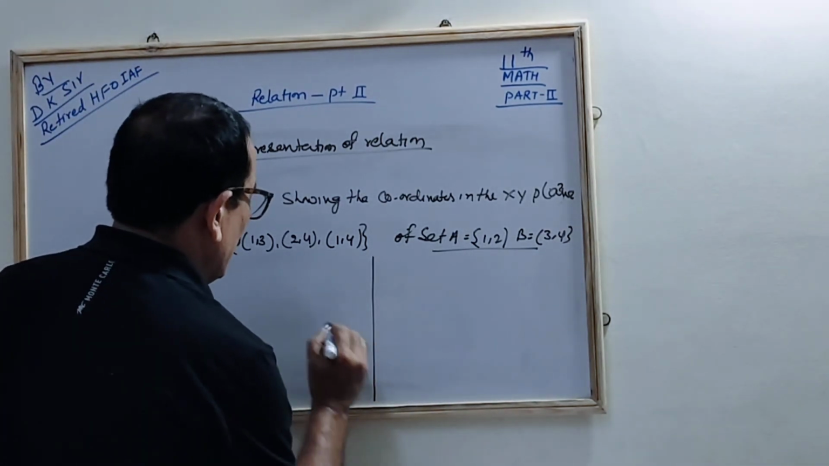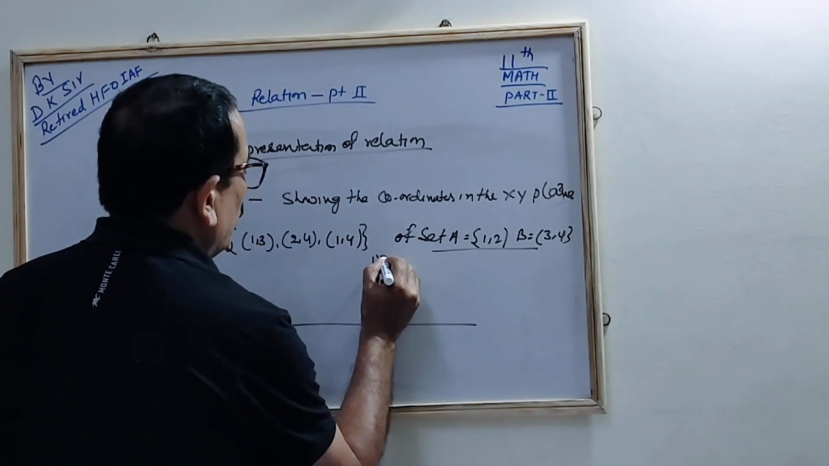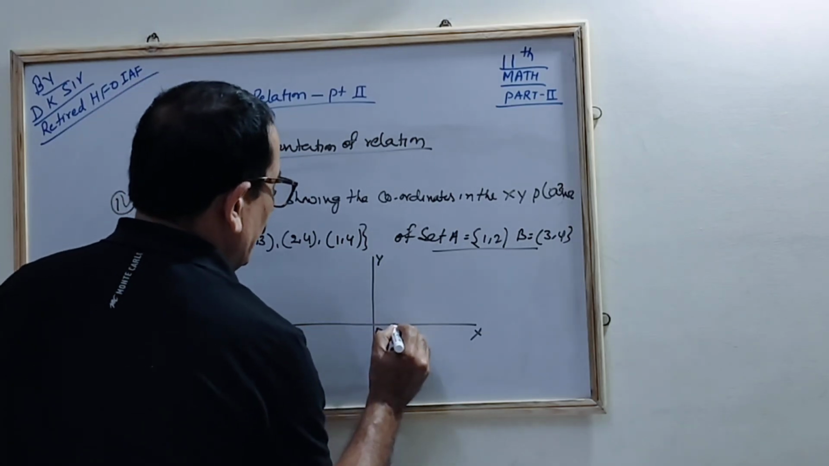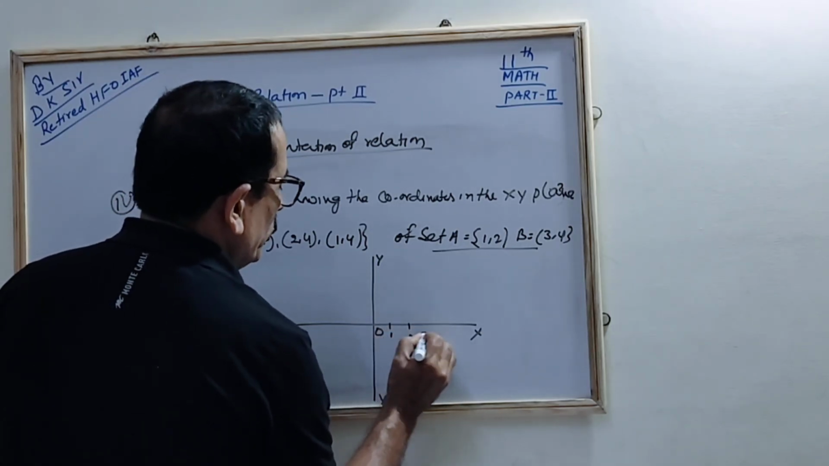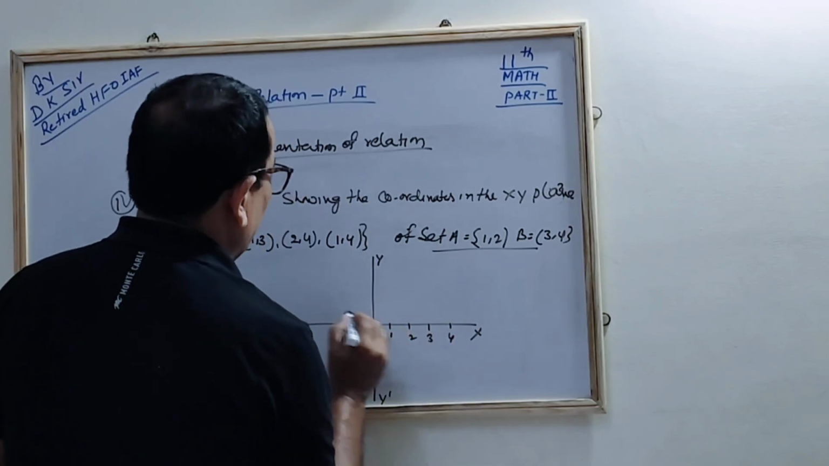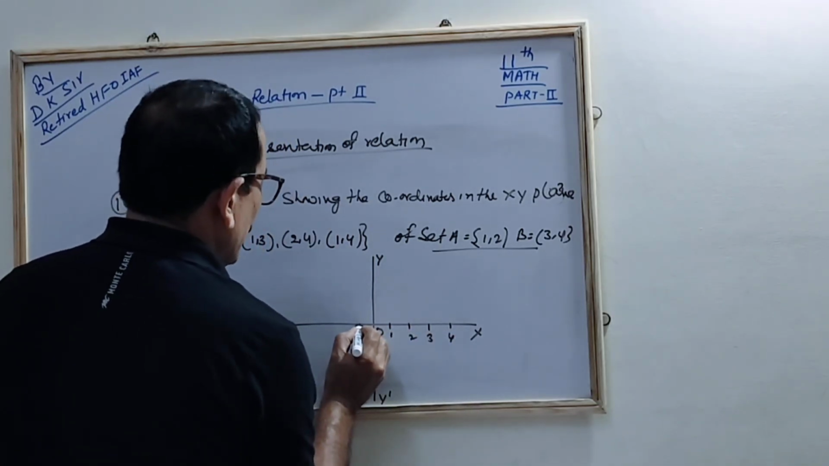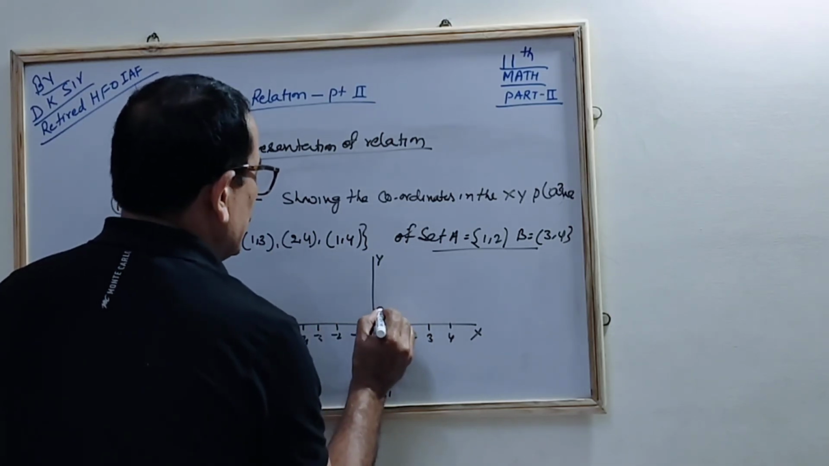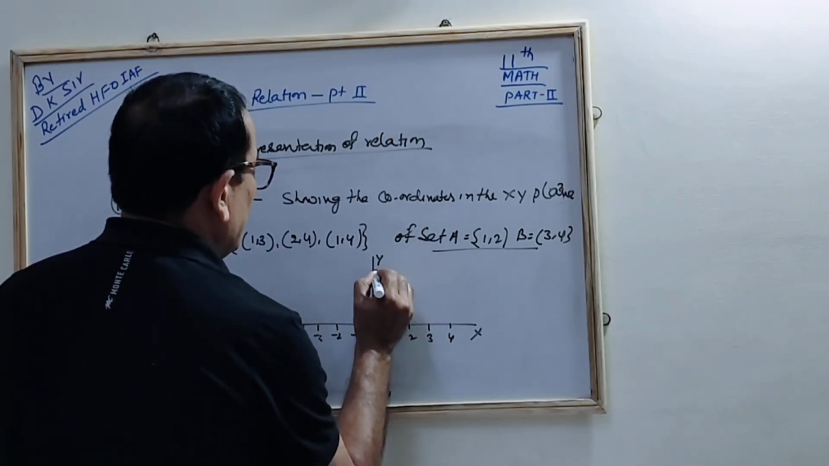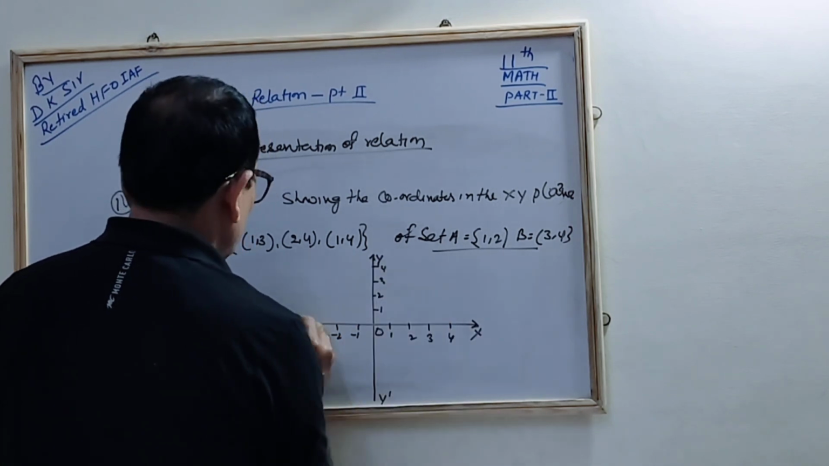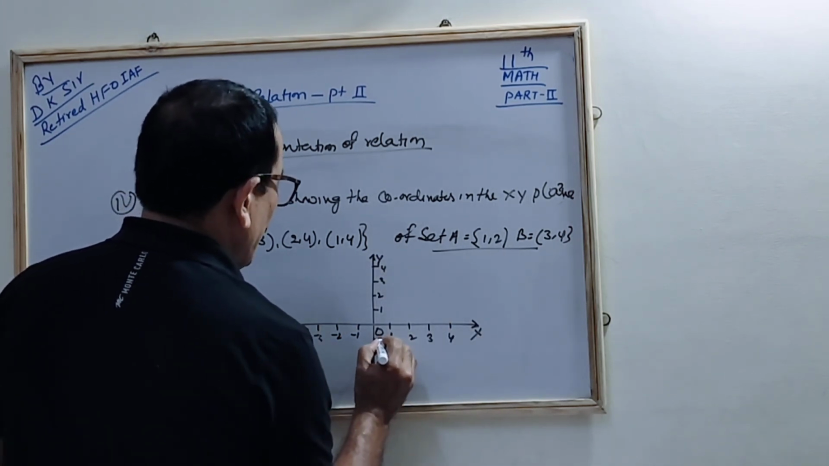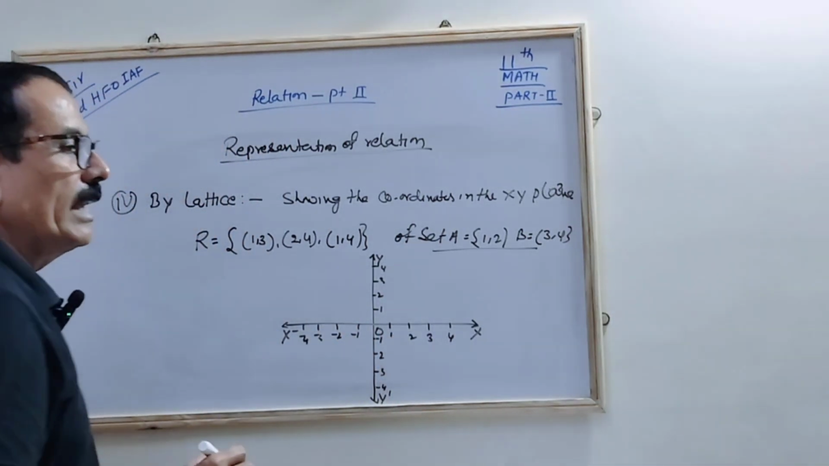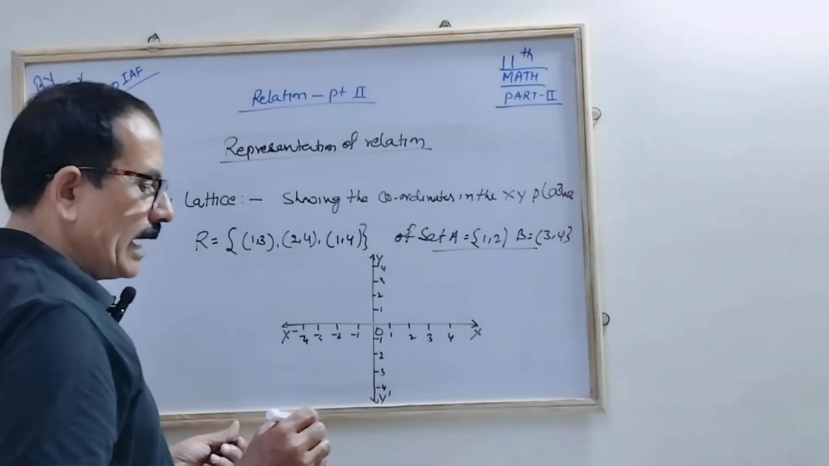We will draw the x and y axis. This is called the y and the y dash, and the x and the x dash, with the origin. We will take 1, 2, 3 and 4. Maximum we are going to 4. So we will take minus 1, minus 2, minus 3, minus 4. Here also we will say 1, 2, 3 and 4, and this becomes minus 1, minus 2, minus 3 and minus 4. This is a rough diagram I am drawing. You should use graph paper for that.